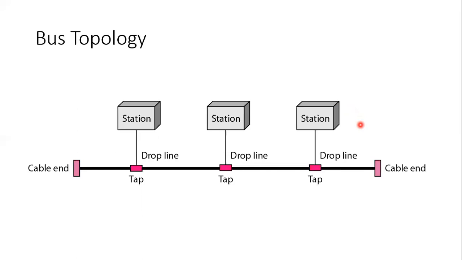So the bus uses less cabling compared to the other two methods. That is, the mesh topology requires more cabling. Then star requires less cabling compared to mesh, whereas the bus topology requires only one cable in which we can connect a number of stations.